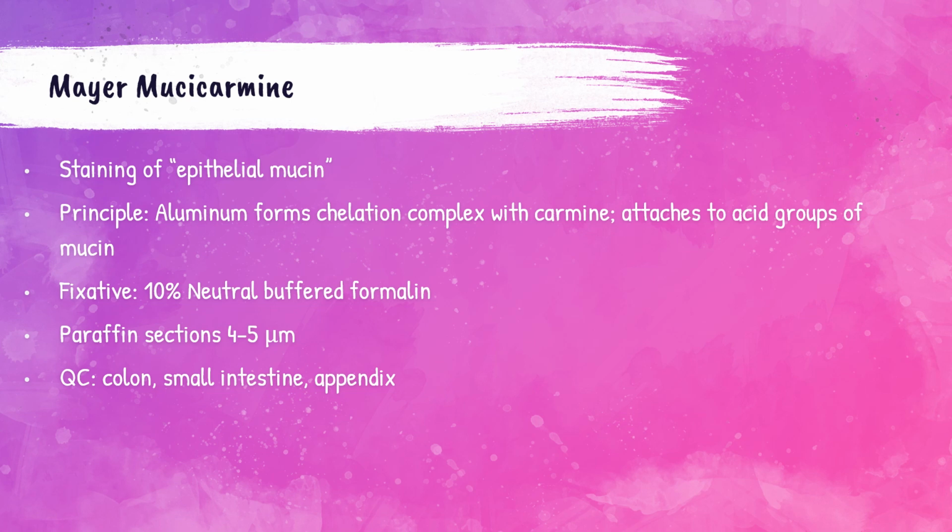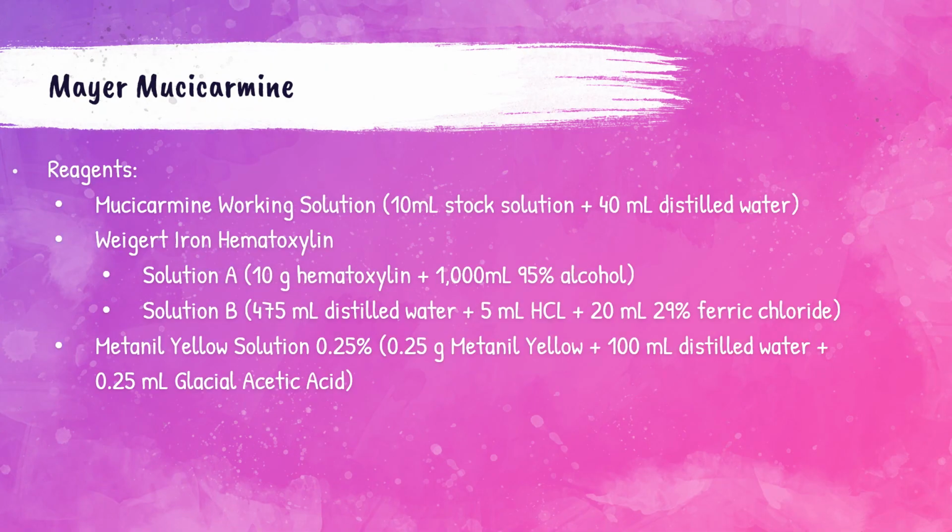Tissues need to be fixed in 10% neutral buffered formalin, and the sections need to be cut to 4 to 5 microns in thickness. Quality control tissue for Mayer mucicarmine can be colon tissue, tissue from the small intestine, or appendix tissue. The reagents needed for the Mayer mucicarmine stain are mucicarmine working solution. This is created by combining 10 milliliters stock solution with 40 milliliters of distilled water.